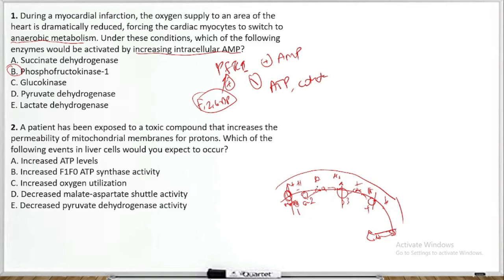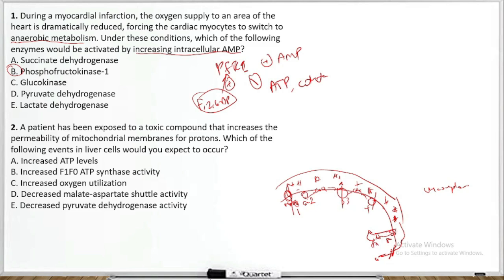So the question says a toxic compound was given that increases the permeability of the membrane to protons. This means this toxic substance is likely called an uncoupler. What uncouplers do is deprive the protons from going through the F0, F1 channel to synthesize ATP, and they drag them into the matrix, just like that. And this will prevent ATP synthesis from occurring.